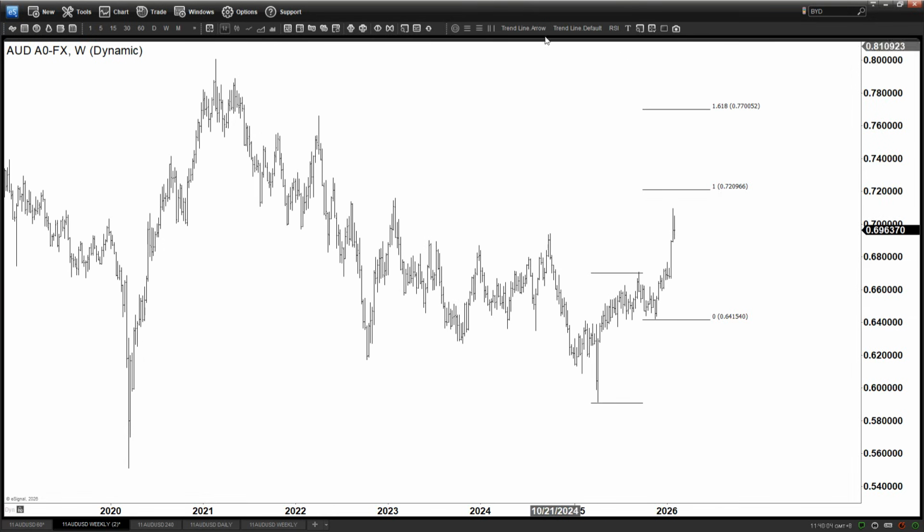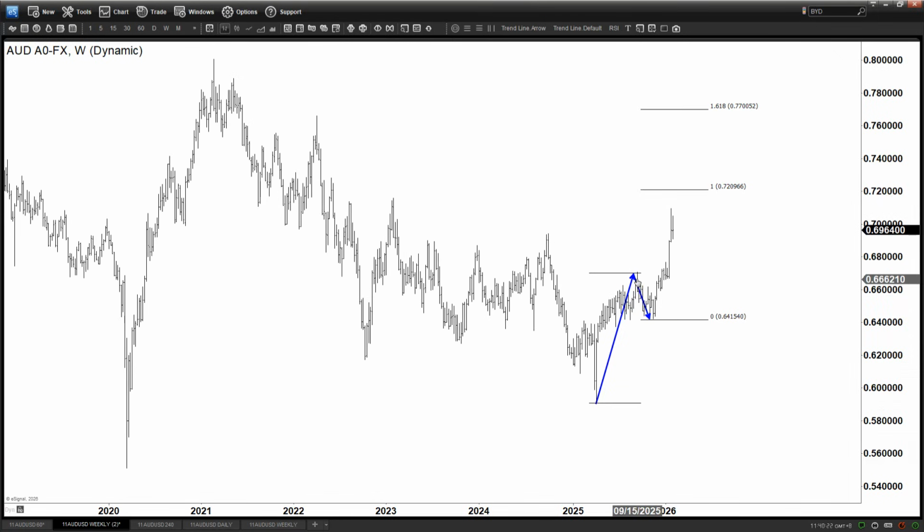And not only that, if you just simply do the extension of this, we have not even reached the 100% extension, which is 72. So this will be what I think is the minimum target here for the move up. So Australian dollars is going to continue to be supported and rally to at least the 0.721.